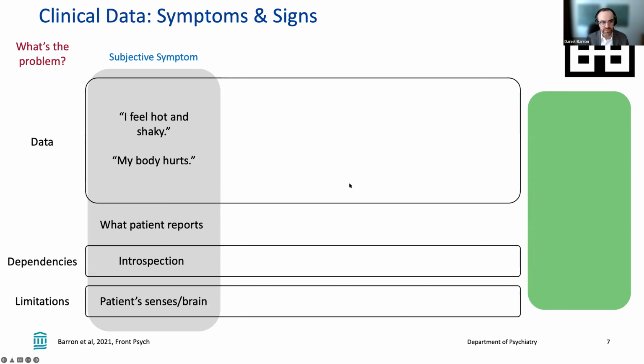Here's another way to present the same information. If we have subjective symptoms, we start again with that self-report. We ask the patient what the problem is. They report that they feel hot and shaky, their body hurts, okay? It's important to note that there are dependencies to every type of data. If you're asking a patient to tell you how they feel, that implies that the patient not only can introspect and understand how they feel, but also that they can articulate the way they feel in a language that you understand. So there are multiple levels of dependencies in that interaction, and that can be limited by the patient's ability to sense or even their cognitive state, which limits their ability to express.